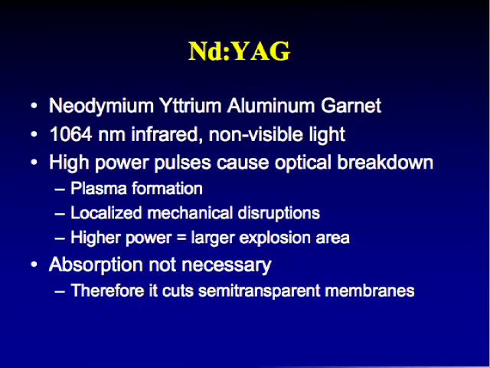The YAG laser is infrared light, where you have these high power pulses that are focused into a very small area, causing plasma formation, optical breakdown, basically a little explosion. And so absorption is not necessary, and that's why we can use the YAG laser to cut semi-transparent membranes like the posterior capsule of the lens.